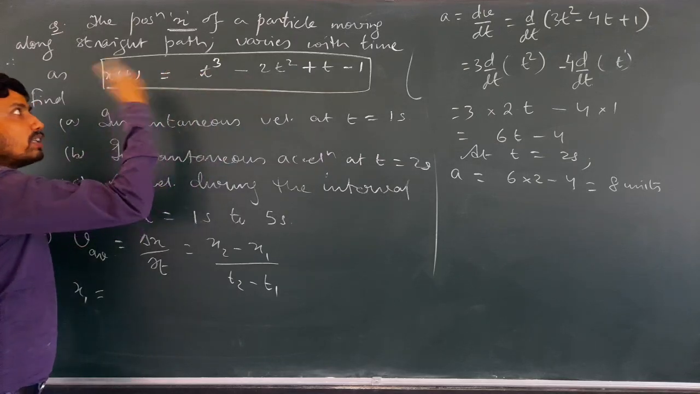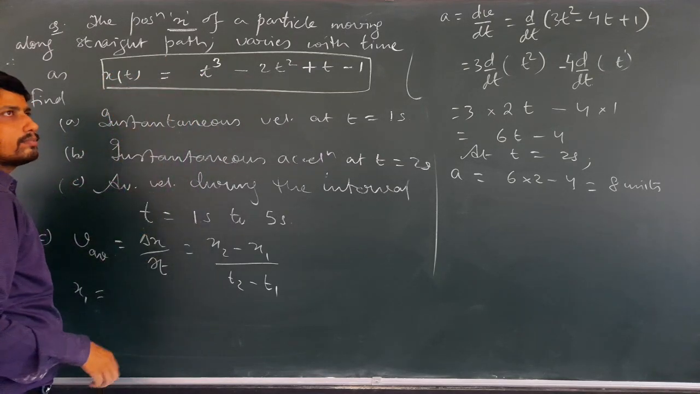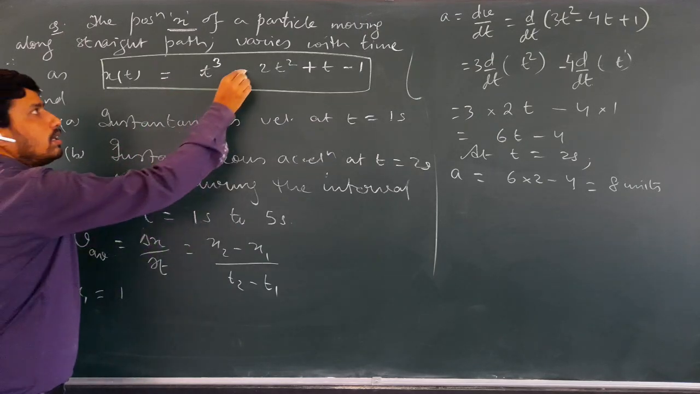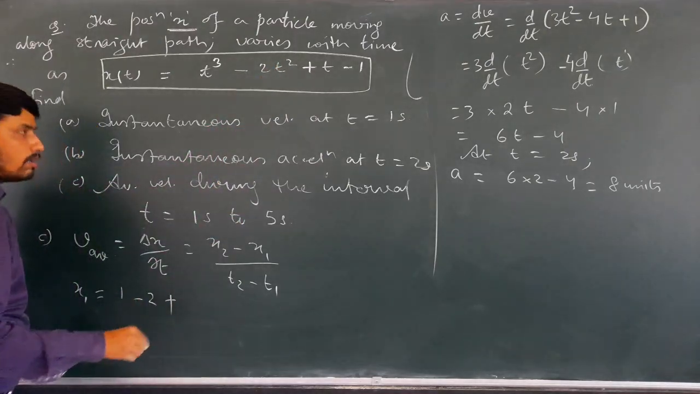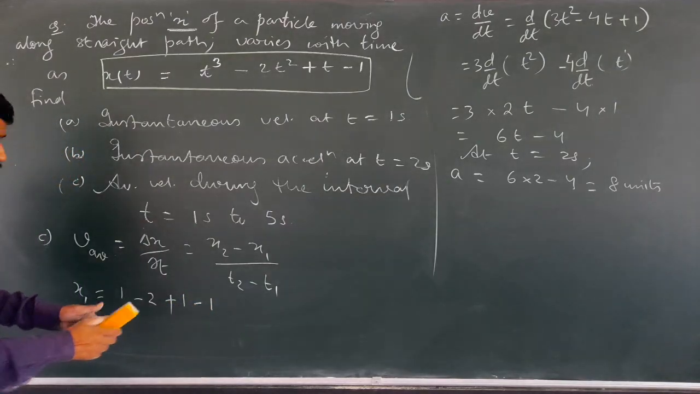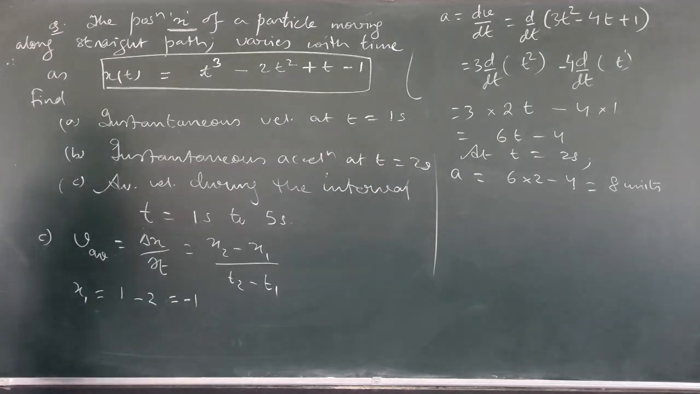Position is given. At 1 second, what will be the position? Put t is equal to 1. So x will become how much? 1 cube minus 2 into 1 square plus 1 minus 1. So 1 minus 1 becomes 0. 1 minus 2 is equal to minus 1 units.